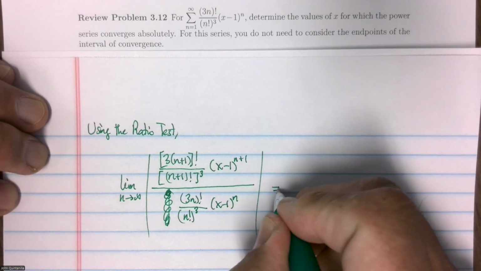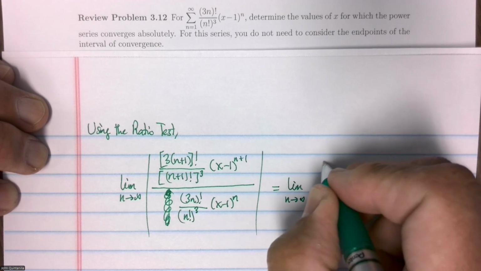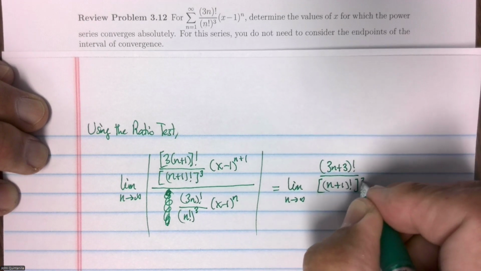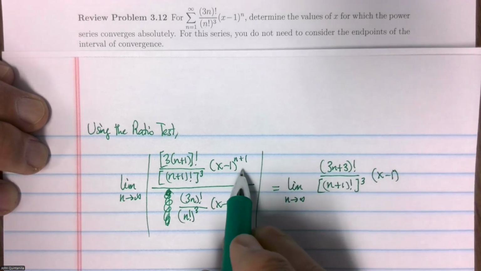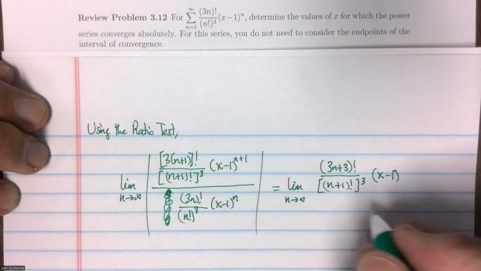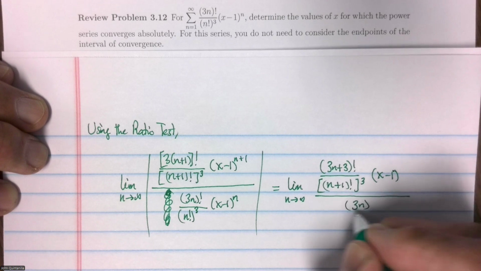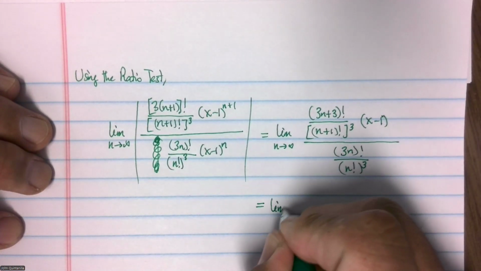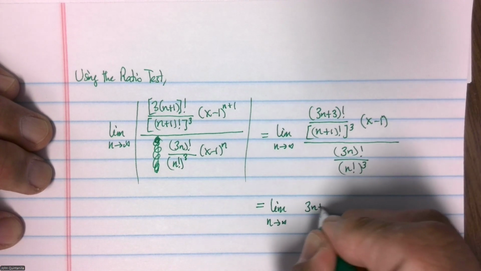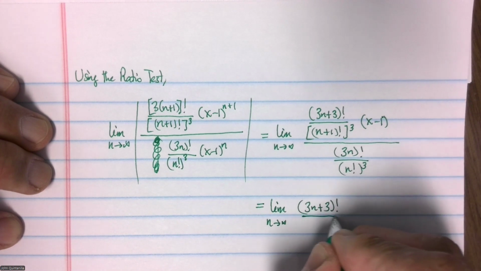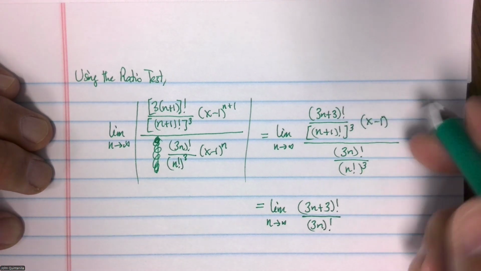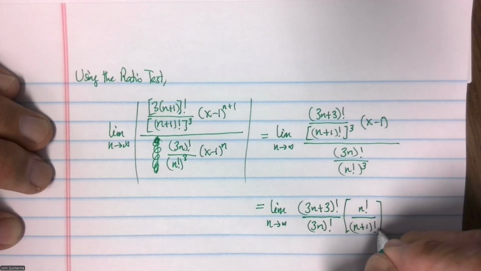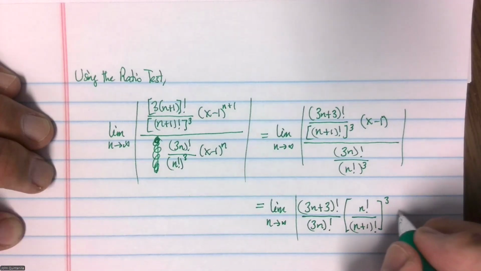Okay, so let's write this out. We've got the limit as n goes to infinity of (3n plus 3)! over (n plus 1)! cubed times x minus 1. I'll cancel those, because n plus 1 over n gives me x minus 1 on top, all divided by, on the bottom, (3n)! over (n!)^3. So I have (3n plus 3)! divided by (3n)!, which accounts for these two terms. And accounting for the other two terms, I have n factorial over (n plus 1) factorial, whole thing cubed, times the absolute value of x minus 1.